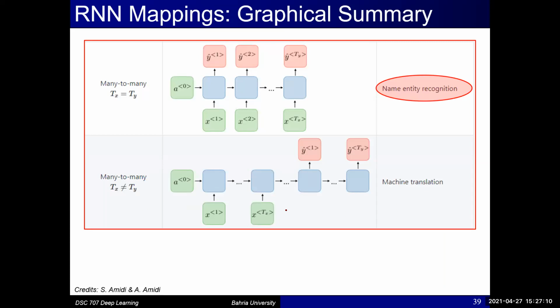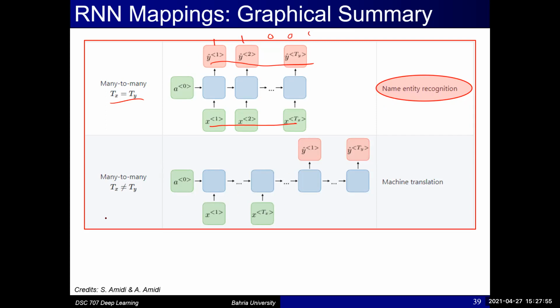In many to many mapping, you have two possibilities. One possibility is you feed a sequence and the output is a sequence, and both have the same length. Tx is the length of the sequence. So Tx equals Ty means input and output have the same length. A perfect example is named entity recognition. You feed a sentence and for every word you have to say whether it is the name of a person or not. So you will have a vector of zeros and ones, where you get a 1 at the position where the name of a person appears. This is a many to many mapping, but relatively easier because the length of the input sequence and the output sequence are the same.